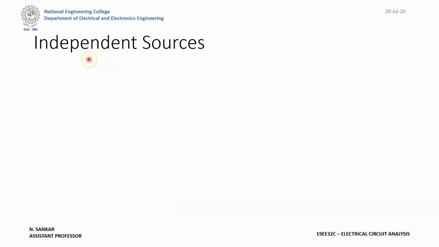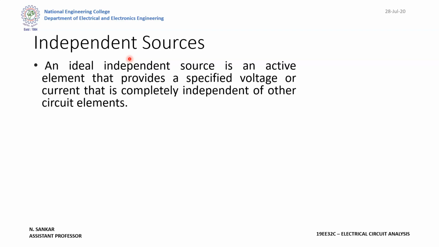The next one, independent sources. Independent sources are the best example of active elements. In that we have two types of independent sources: the independent voltage source and the independent current source. If you take an ideal independent source, it will give a specified voltage or specified current independent of whatever the other elements may be.